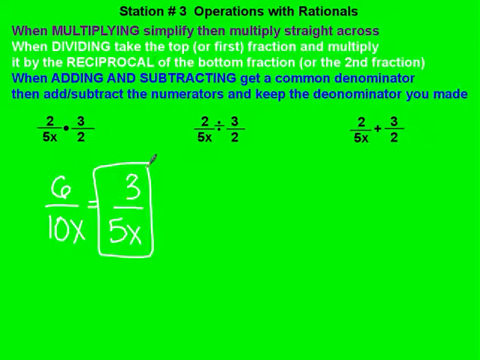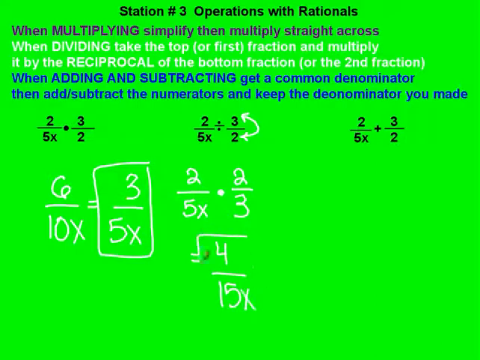The second example is dividing a fraction by a fraction. When you divide fractions, you take the top fraction, or in this case the first fraction, and multiply by the reciprocal of the second fraction. So we're going to multiply by 2/3. Now it becomes just like example 1. We're going to multiply straight across. 2 times 2 is 4. 5x times 3 is 15x. 4/15 cannot be reduced any farther, so that's our answer.